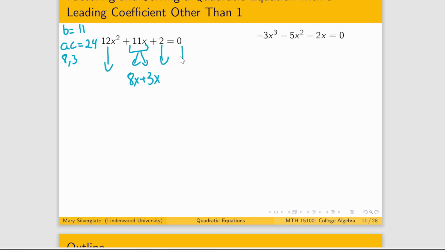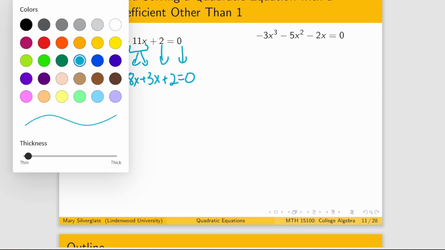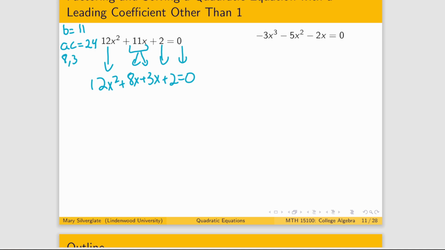And then I'm just going to drop down everything else. So that's a 12x squared, that's a 2, and we have equals 0. Now that I've identified those, I want to make my two groups. So you group the first ones, and you group the second ones. In the first group, you ask yourself, what is their greatest common factor? In this case, it's not just an x, but it's actually a 4x, because 4 goes into 12 and 8, and x goes into x squared and x.